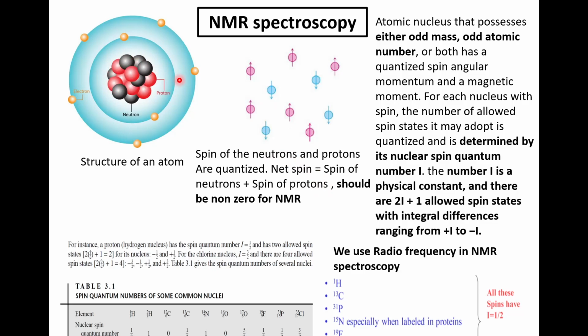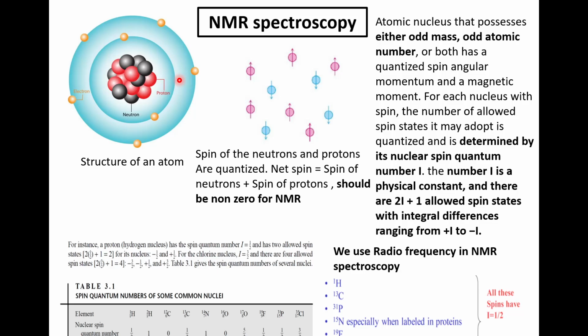So the net spin of the nuclei which are NMR active is non-zero. Okay, the main criterion you should remember is that it should have either an odd atomic number, or an odd mass number, or both an odd atomic number and an odd mass number. In those cases, normally those atoms are the NMR active elements.